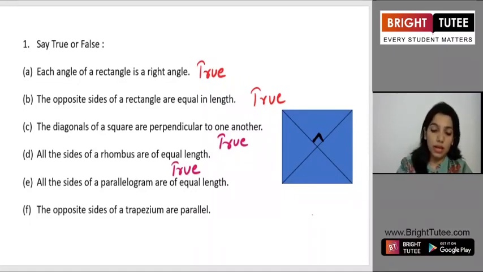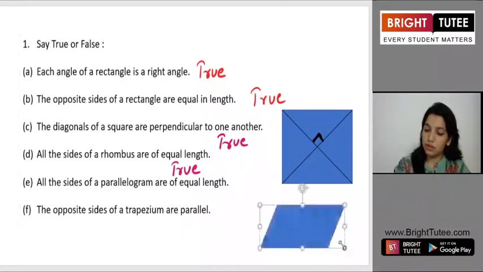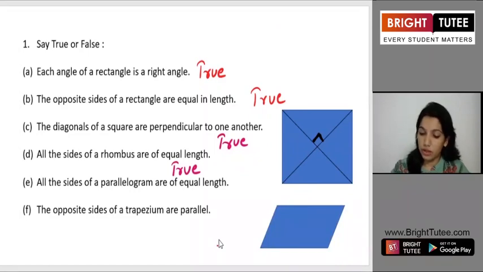Now the E part, all the sides of a parallelogram are equal in length. What do you think? I'll just show you an image of a parallelogram here and then you decide it yourself. So this here is a parallelogram. Do you think all the sides are equal? The answer is no. Only the opposite sides, the pair of opposite sides are equal and parallel. So here the statement is false.